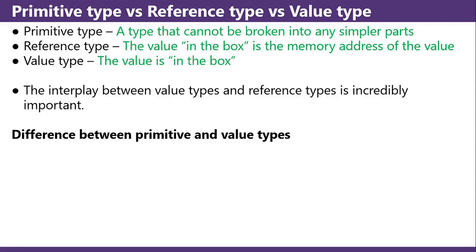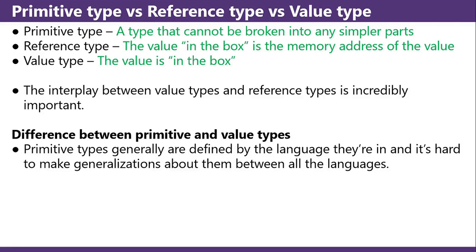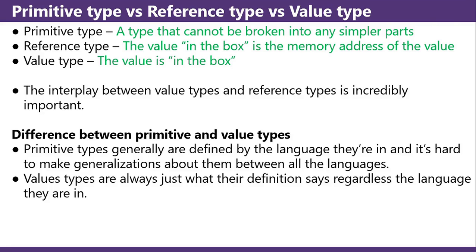The difference between primitive types and value types? Primitive types are generally defined by the language they're in, and it's hard to make generalizations about them between all the languages. Value types are always just what their definition says, regardless of the language they're in.